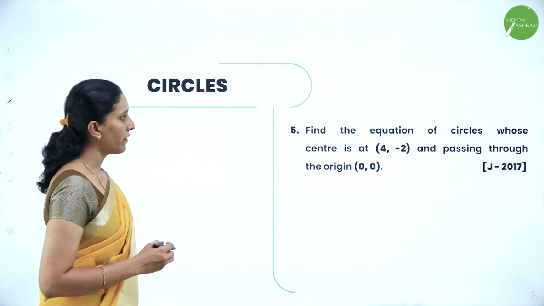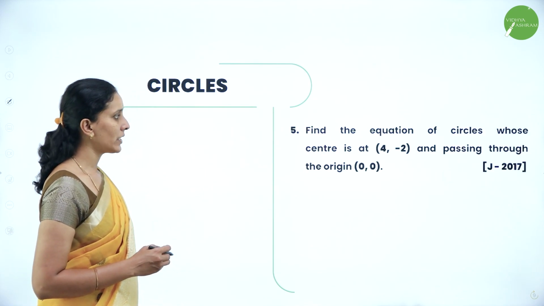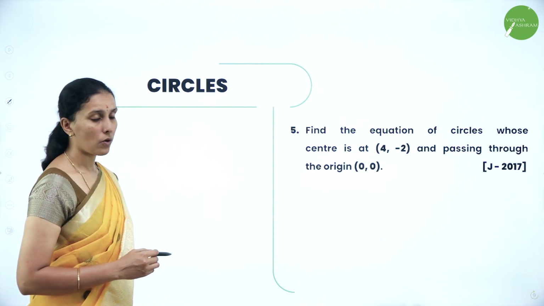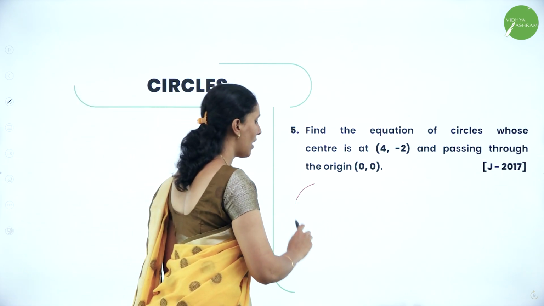Next, find the equation of circle whose center is at 4, minus 2 and passing through the origin 0, 0. So here we have a circle.